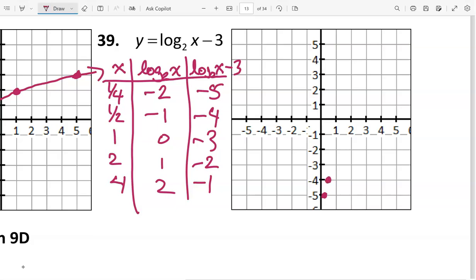So to graph the points, I'm going to go over 1/4 and down 5, over 1/2 and down 4, over 1 and down 3, over 2 and down 2, and over 4 and down 1. You're going to see sort of the parent function there, but it's been moved down 3. And this time our y-axis is functioning as the vertical asymptote to this graph.